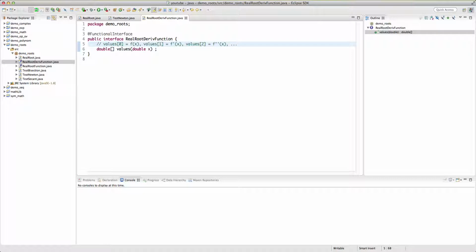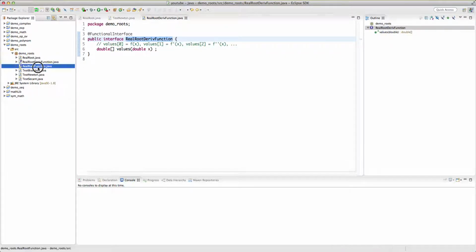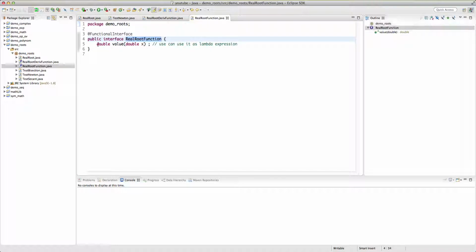At the moment I don't know the length of the return, and the length is determined when I actually implement this interface. If we compare it with the RealRootFunction, we had a method called value, and it only returned the value of the function, f of x.